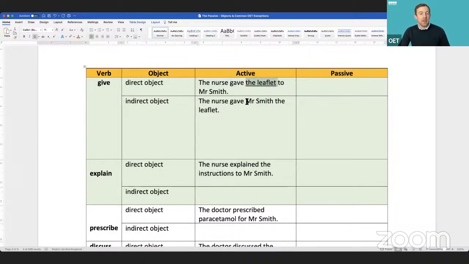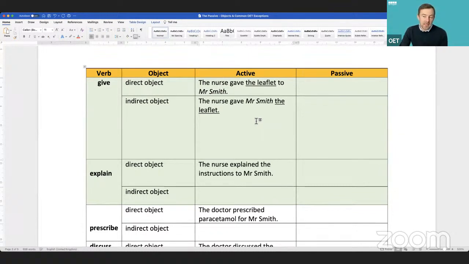Okay. But here, what followed the verb was the indirect object, wasn't it? So here, "gave the leaflet," and here, "gave Mr. Smith the leaflet." The leaflet goes to the end here. Mr. Smith is at the end on this one. So what we're saying is that the verb to give is very flexible.